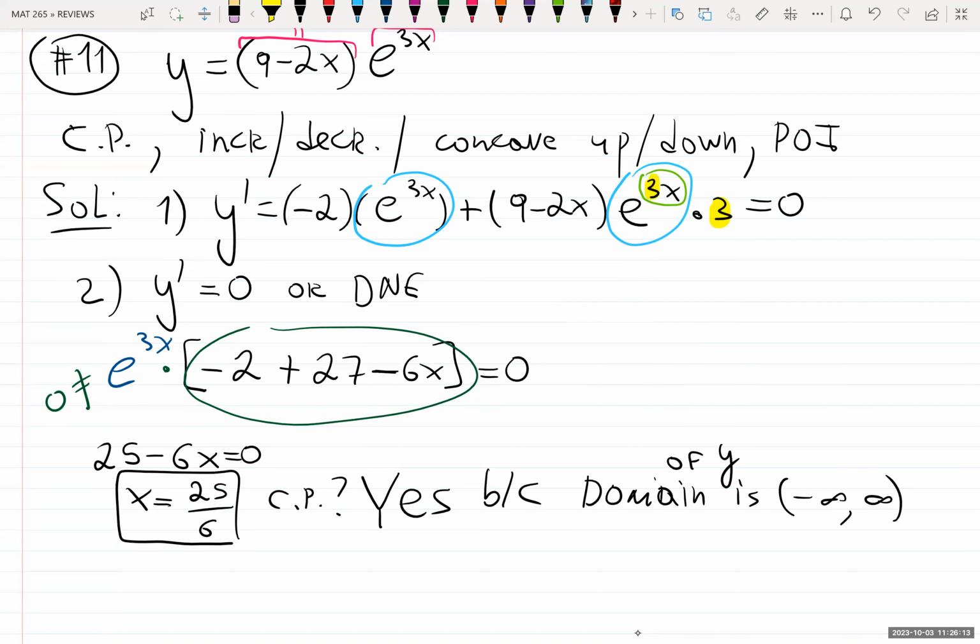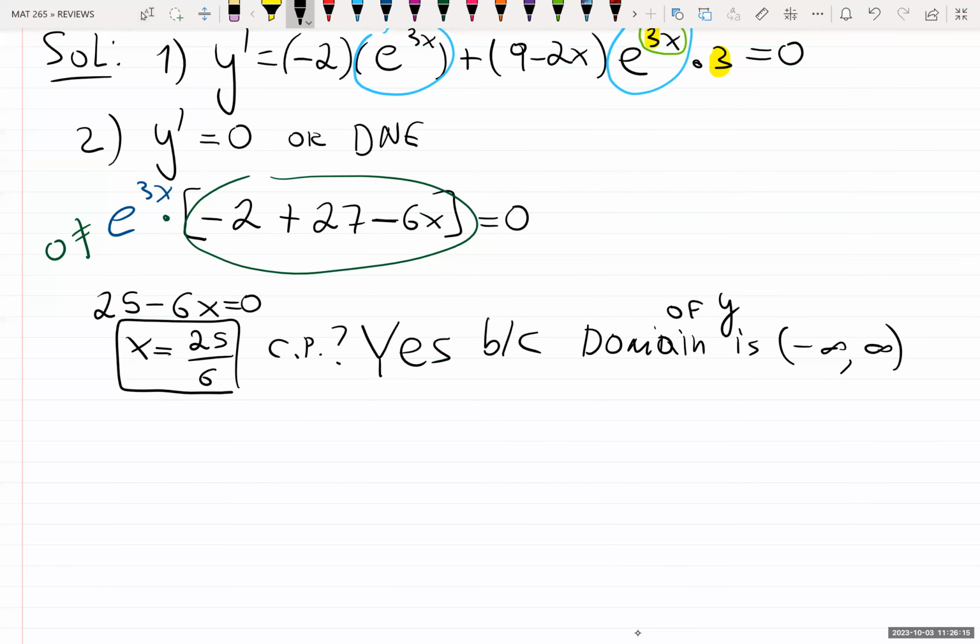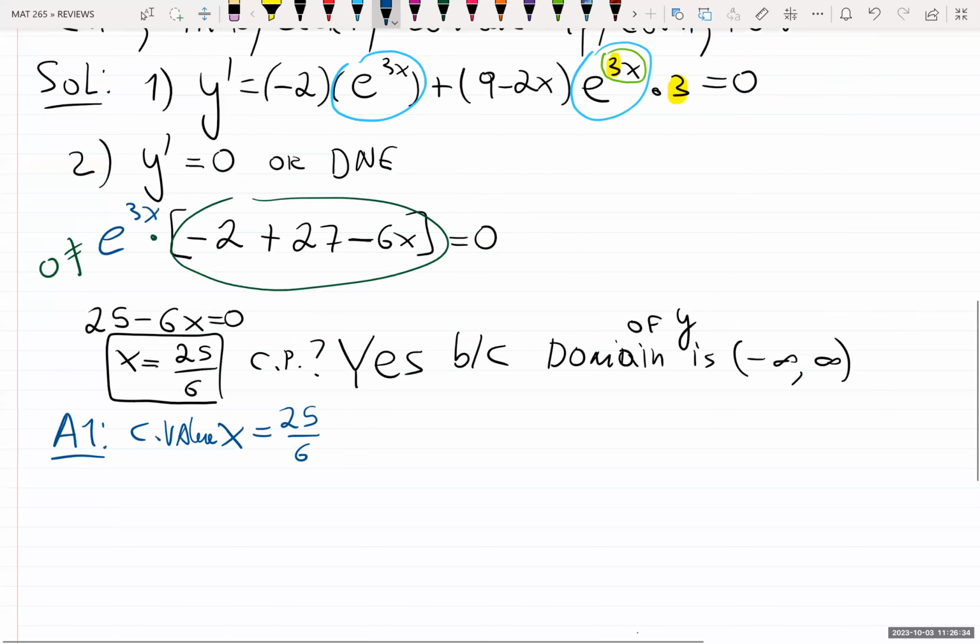Okay, so we found the critical point. Answer, that's what you type in, right? You type in the answer 1. Answer 1, critical point is x equals 25/6. Yeah, but that's the critical value. So what's the difference? Value is your input, right?